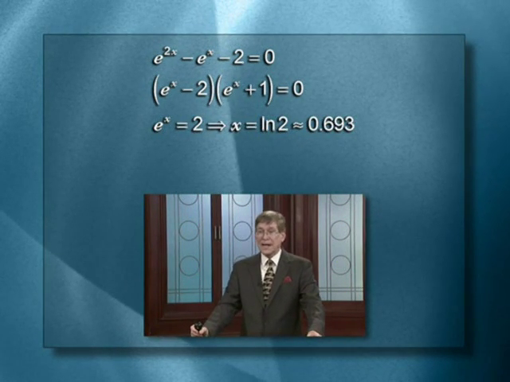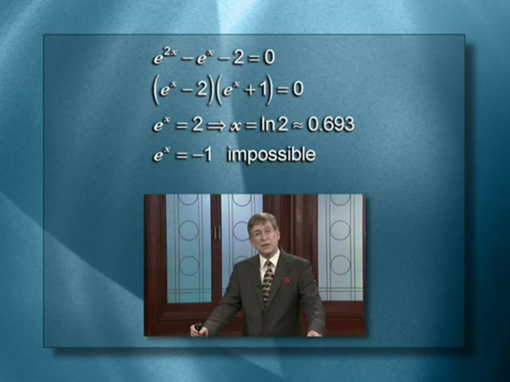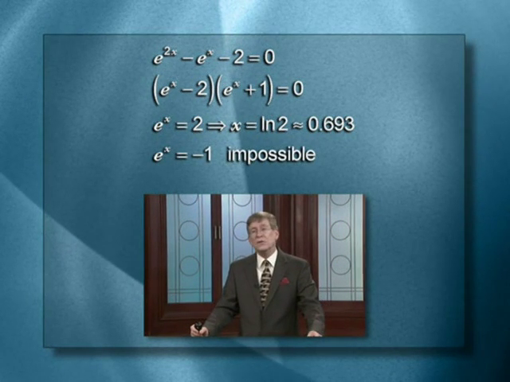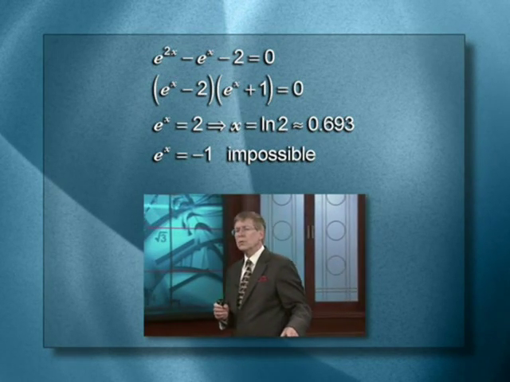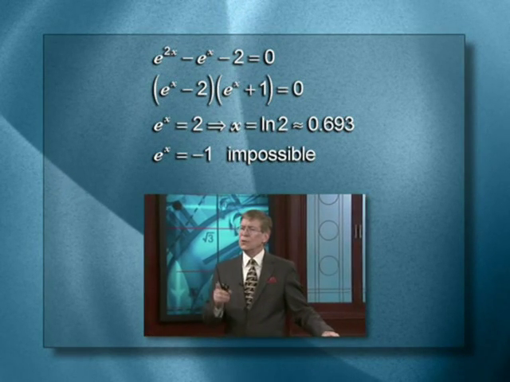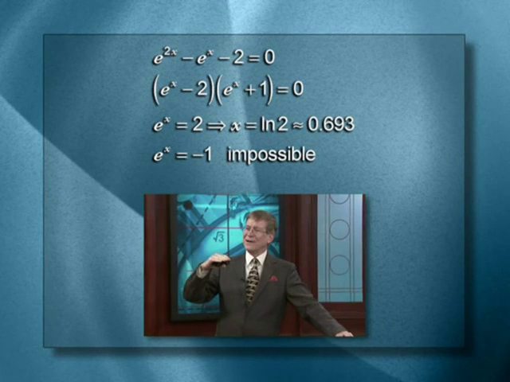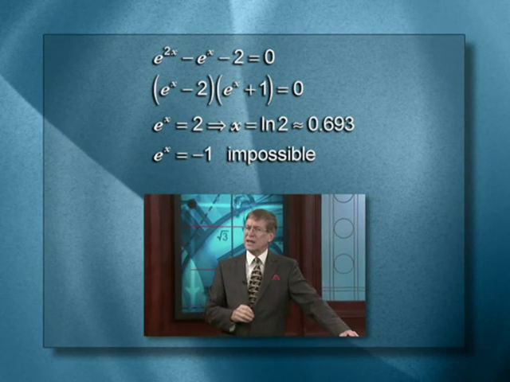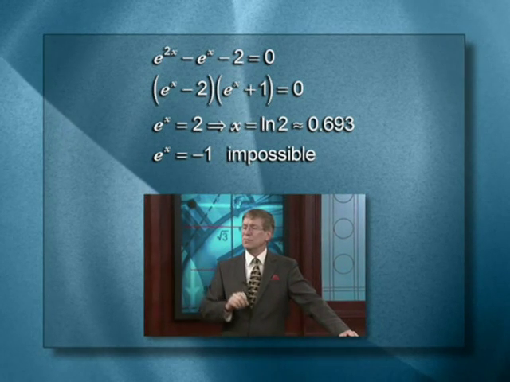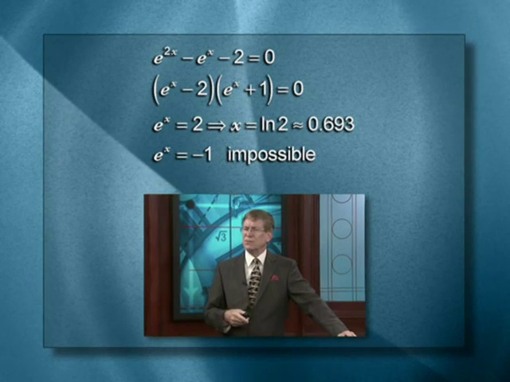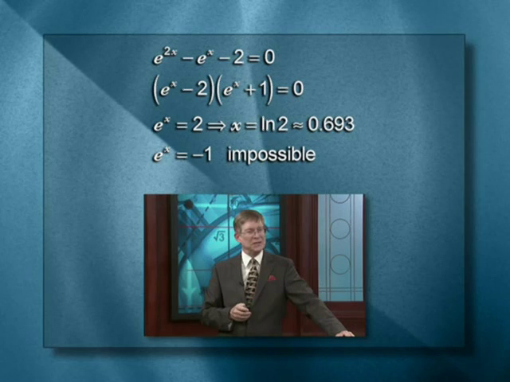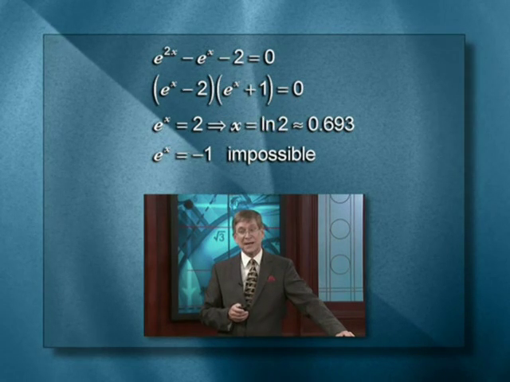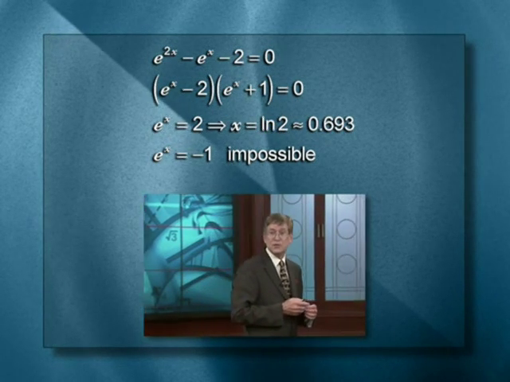And the other factor, e to the x plus 1 equals 0, means that e to the x is minus 1. Uh-oh. What do we say here? Well, remember, e to the x, the graph is always above the x-axis. It never goes below, and so e to the x equals minus 1 is impossible. So there's really only one solution here, log 2. That's the only solution to this equation.